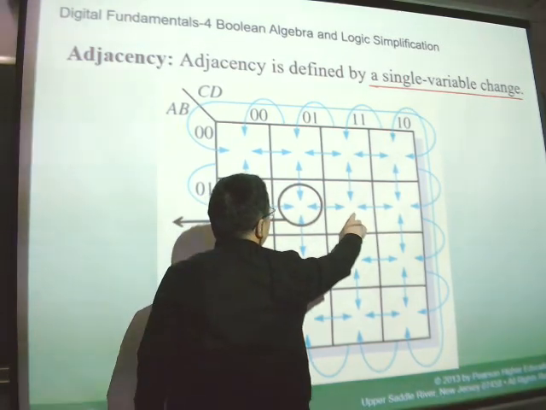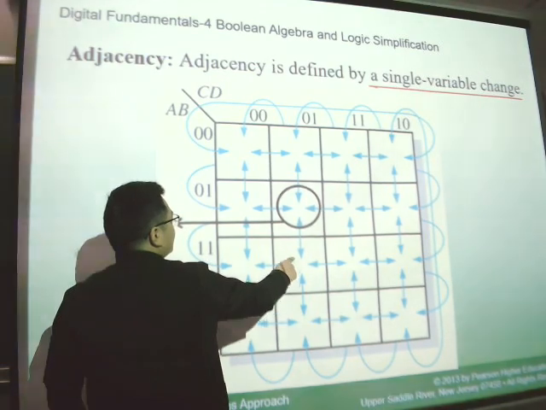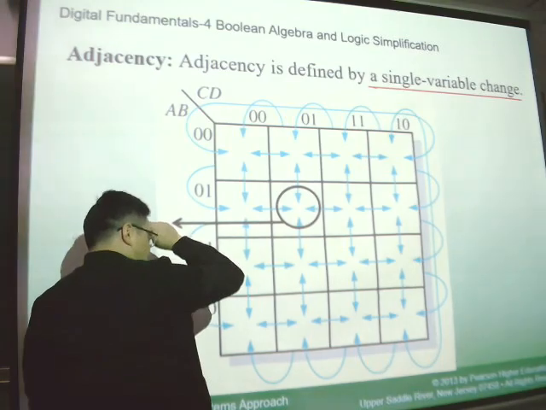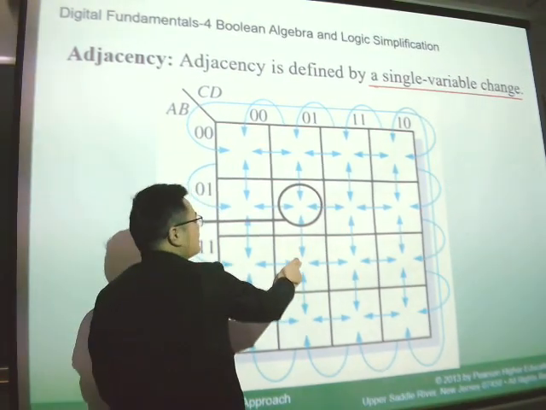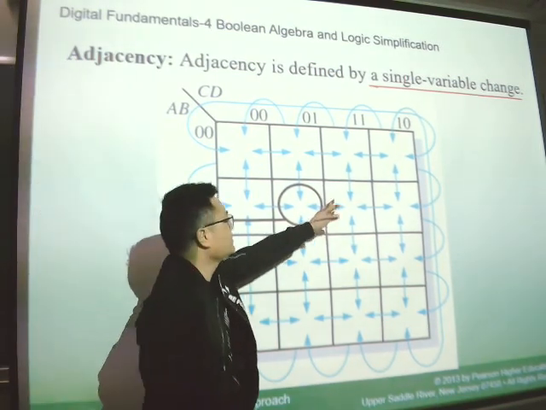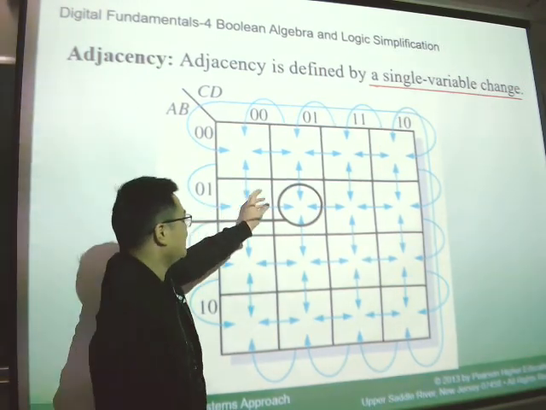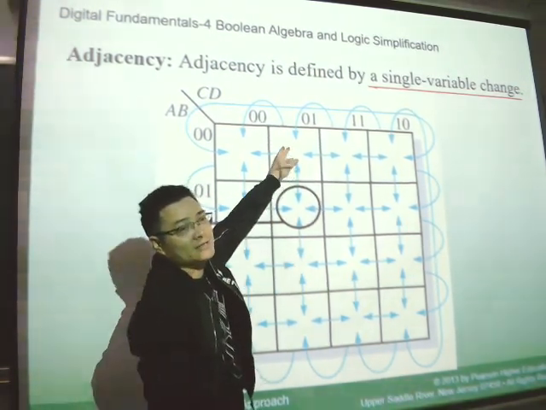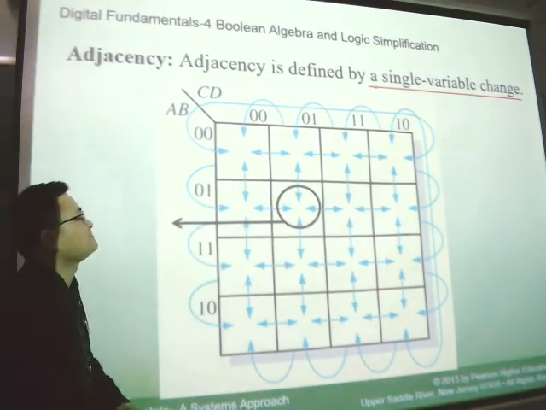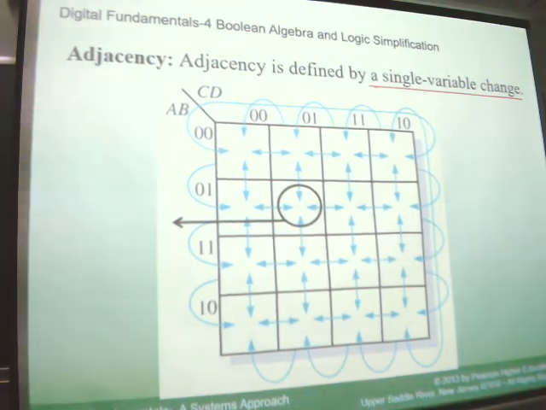East, west, south, and north, right? Four sides: east side, west side, south side, and north side. So there are four cells adjacent to this cell.